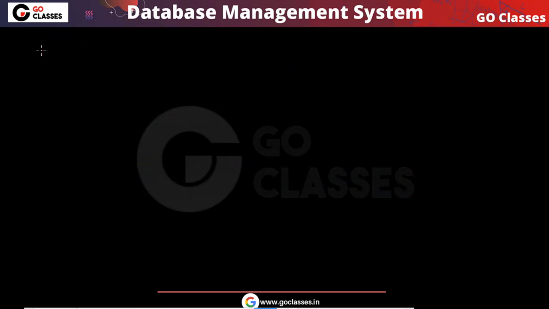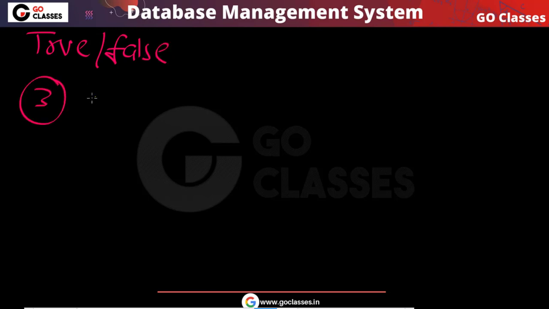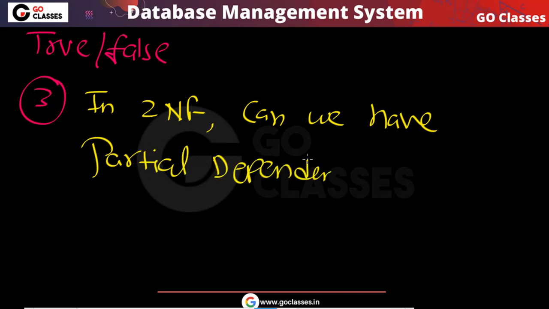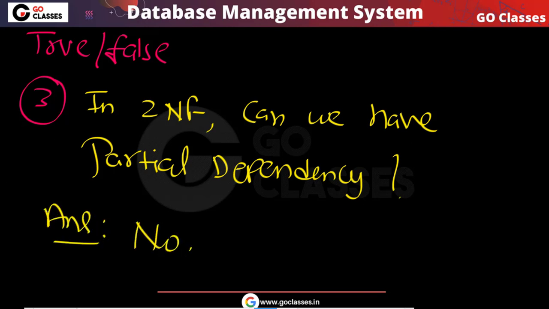Now let's see the third true false. In 2NF, can we have partial dependency? The answer is yes, because in 2NF you can have partial dependency.